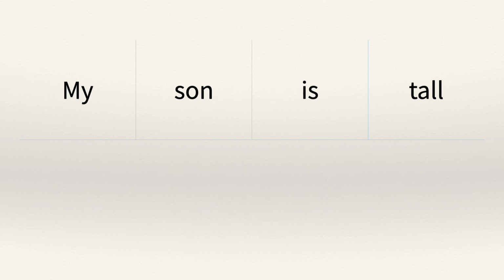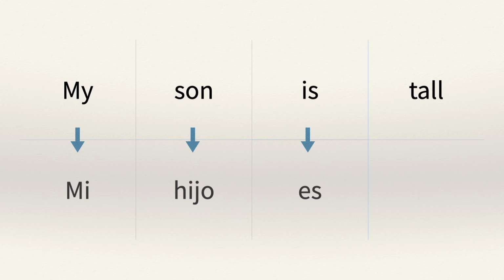Let's take a look at another one. My son is tall. How do you say my? It actually has different meanings, but in this case is mi, because we're talking about a singular subject. How do you say son? Hijo. Is, how do you say is? In this case, es. Mi hijo es. And how do you say tall? Alto. Mi hijo es alto. Your turn to say it.